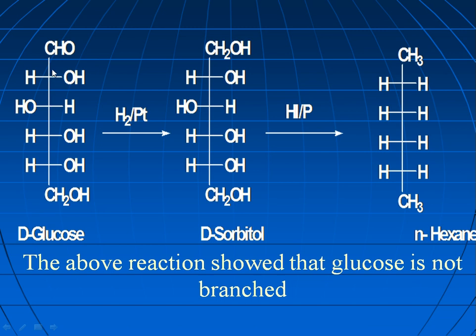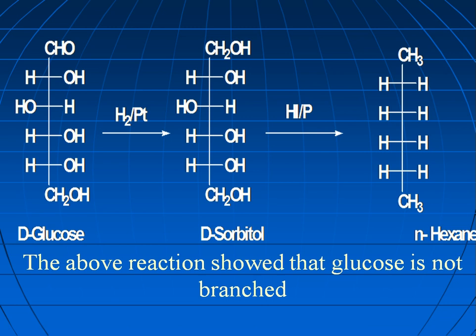In glucose, 6 carbons are arranged in a linear way, and among these 6 carbons, carbon number 1 contains an aldehyde group, and the rest of the carbons, number 2, 3, 4, 5 and 6, contain hydroxyl groups. Among these 5 hydroxyl groups, 4 are secondary, present on carbon number 2, 3, 4 and 5, and the hydroxyl group on carbon number 6 is a 1 degree, or primary, alcoholic group.